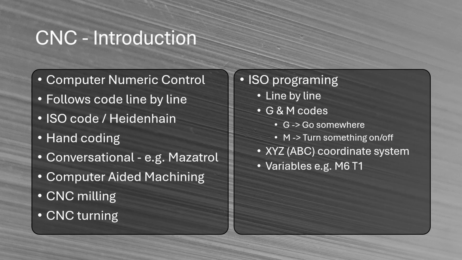Another important thing is variables. So an M6 would be an M code, and then next to the M code, you can have a variable. So the variable would be T1. That's tool 1 in this case. Comments are common. If you put a line with parentheses before and after, it will not run at all. It will just be ignored. So that's a comment.